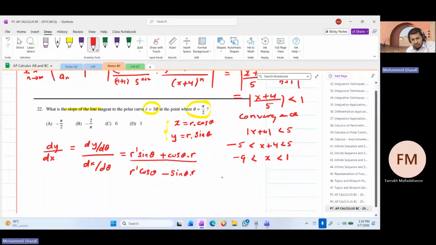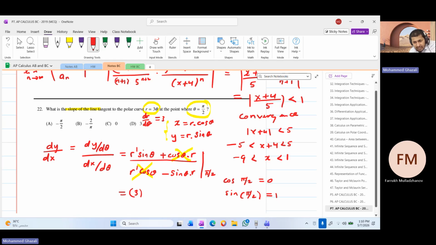So what is cos of pi by 2? Cos of pi by 2 is 0, right? And what's sine of pi by 2? 1. So evaluating everything at pi by 2, wherever you have cos, you can take it out because that's 0. Okay, so what is r prime evaluated? R prime is dr/d theta. What is dr/d theta? 3. So r prime is 3.